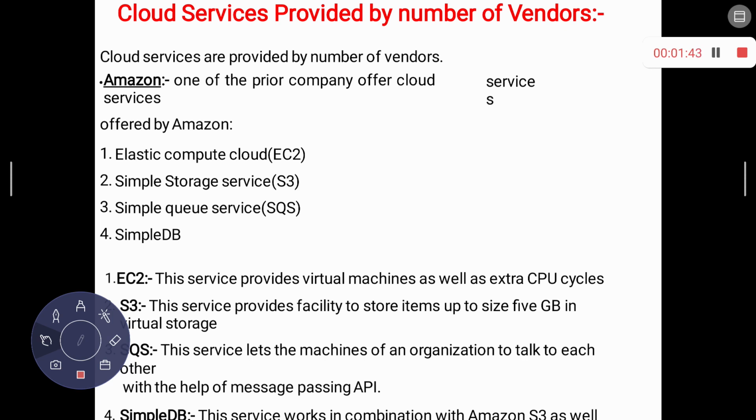Simple DB is nothing but you can store your data in the database. We discussed EC2, right? It is for computations and processing. To calculate all these things, the EC2 tool, or the EC2 service of Amazon, is going to be used.